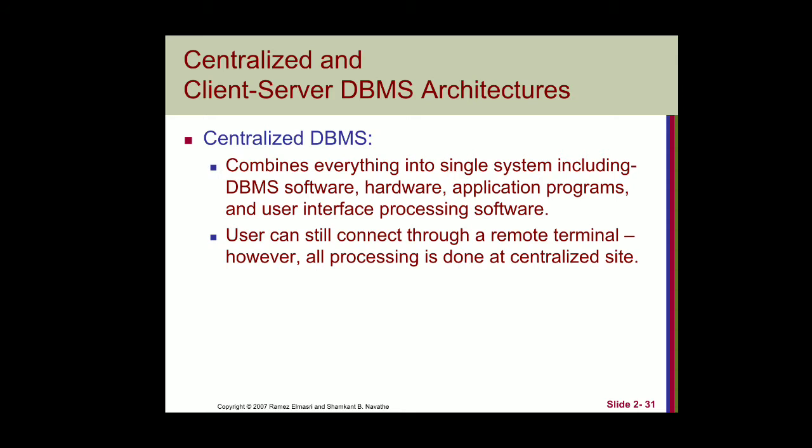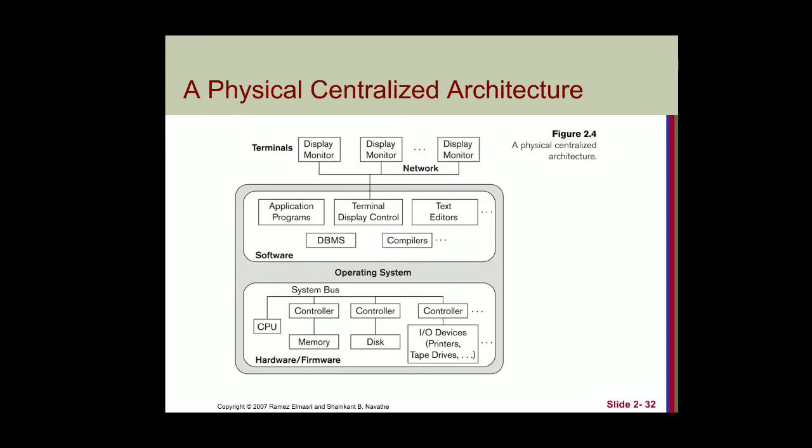Then we have hardware, application programs, and user interface program, processing software. Everything is centralized over here. User can still connect through a remote terminal. However, all processing is done at the centralized site. Right? Whatever is requested, it will be served from the centralized site, and we can have a lot of remote terminals. You can consider an example of a physical centralized architecture.